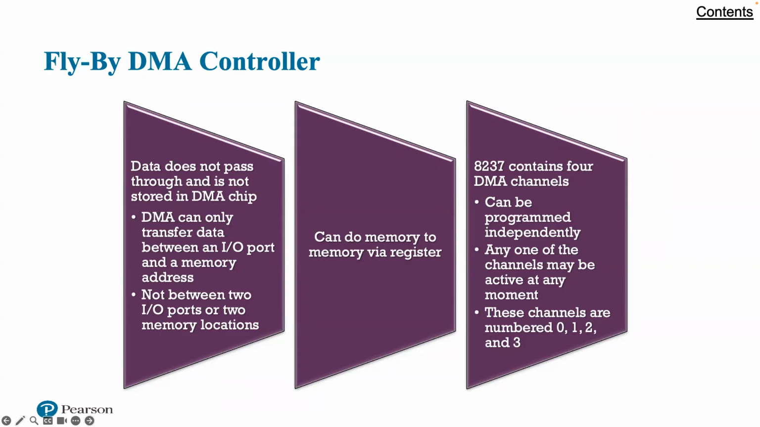Therefore, the DMA can only transfer data between an I/O port and a memory address, but not between 2 I/O ports or 2 memory locations. However, as explained subsequently, the DMA chip can perform a memory-to-memory transfer via a register. The 8237 contains 4 DMA channels that can be programmed independently, and any one of the channels may be active at the moment. These channels are numbered 0, 1, 2, and 3.